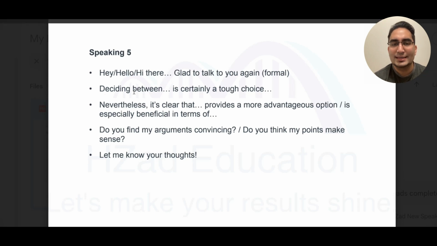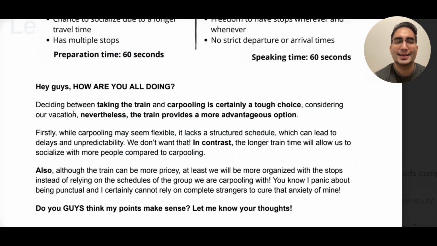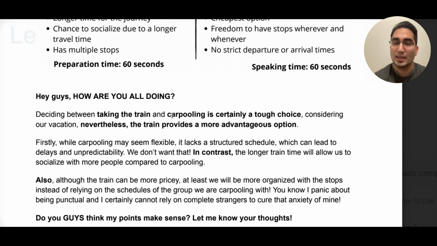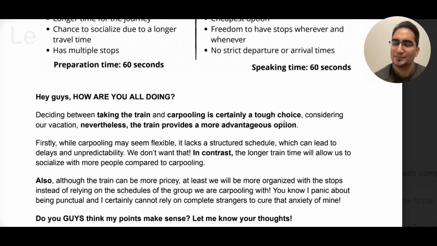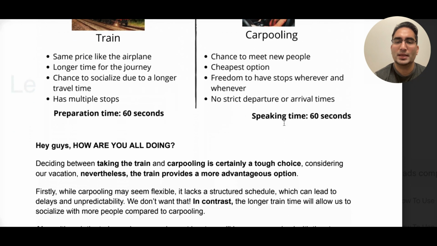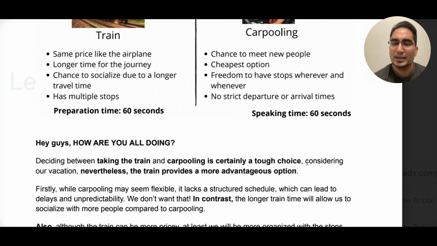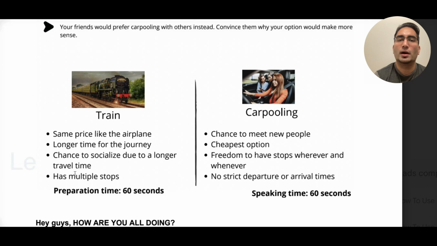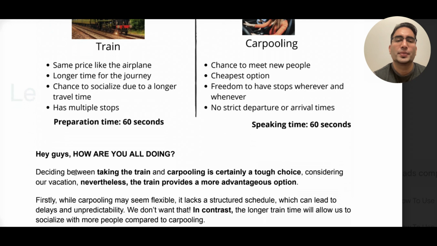Now we're going to use the deciding between, and that's our next point. Deciding between taking the train and carpooling is certainly a tough choice. Those are your two options, so we named them. Now this is what you're adding here, considering our vacation. Okay, so make sure you are mentioning the situation in the question, considering this scenario, considering our vacation. Perfect. Nevertheless, this is the template again, and nevertheless, the train provides a more advantageous option.